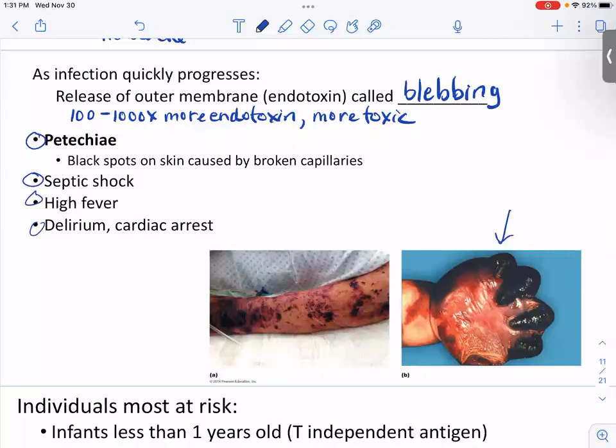From what I've read, maybe a 10 to 20% mortality is associated with meningococcal meningitis. And of those that survive, maybe 10 to 20% are left with some life-altering disability, like brain damage, blindness, deafness, amputation of limbs. So it's certainly something that we want to avoid if at all possible.